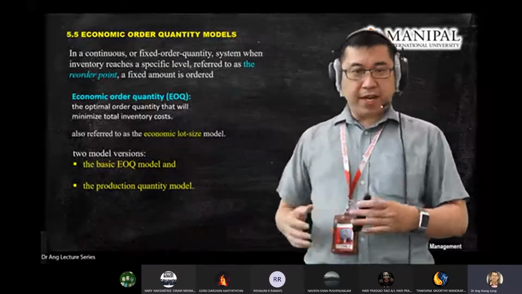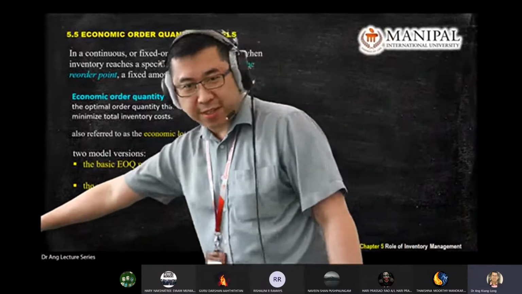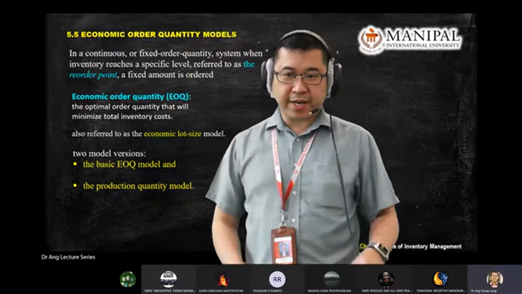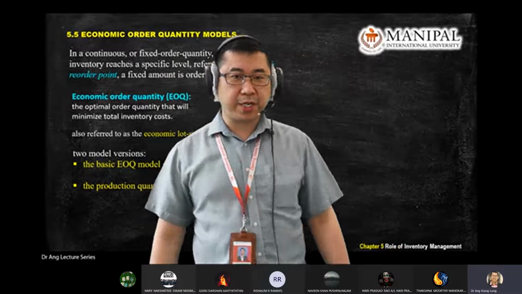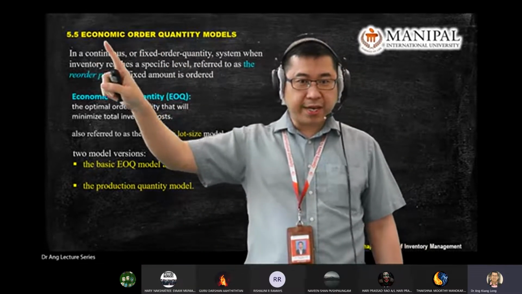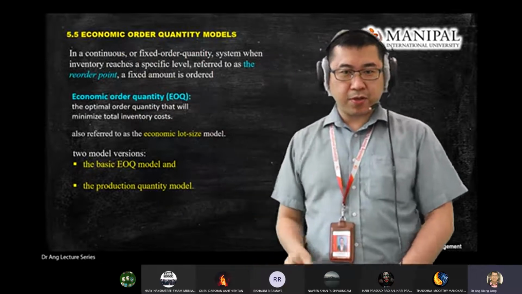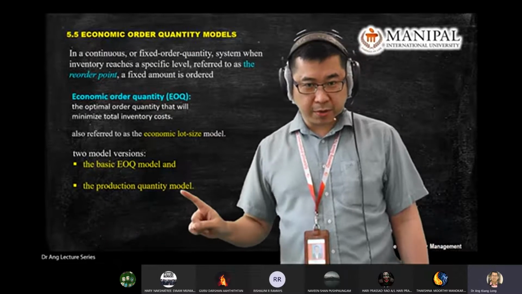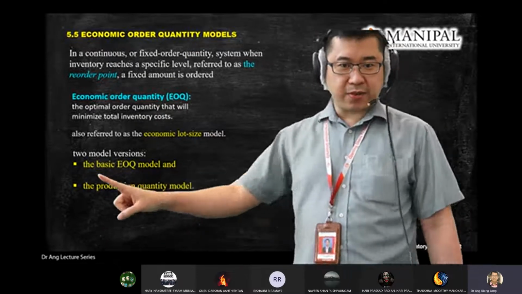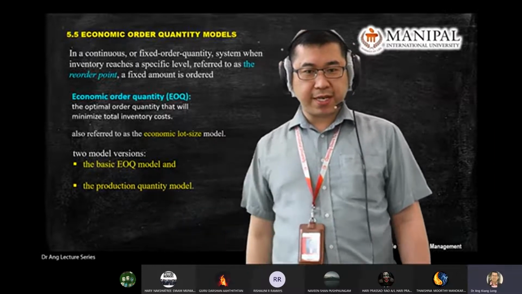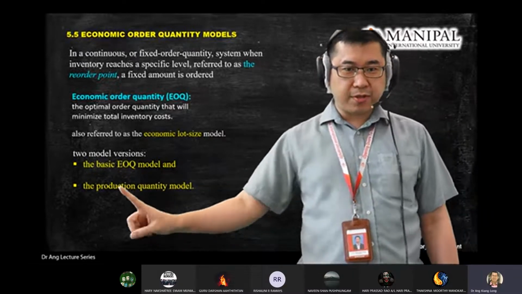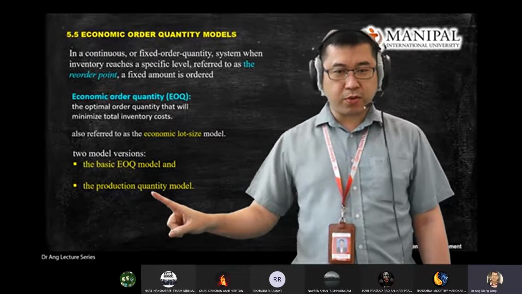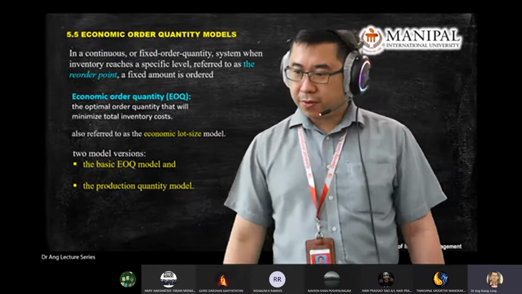Okay, recap. Where did we stop last lecture? We are now at inventory management, chapter 5, and we are at economic order quantity models. We have two models, basic EOQ models and production quantity models. We have cleared the basic EOQ model. Today we look at another model, which is the production quantity model.